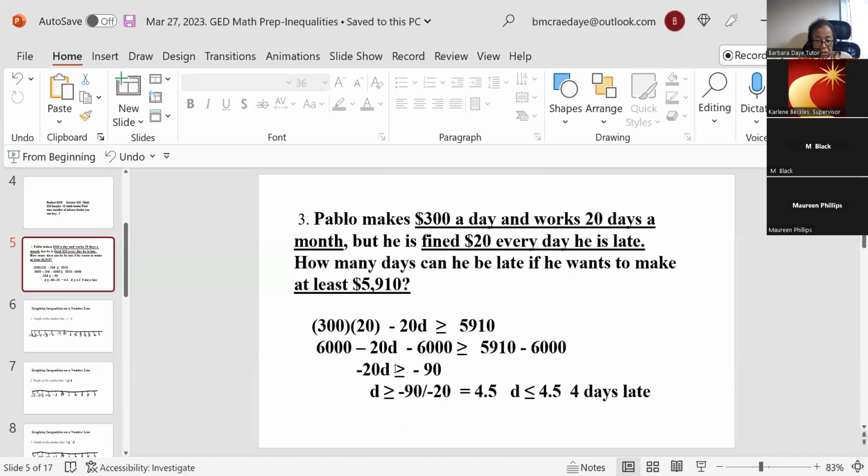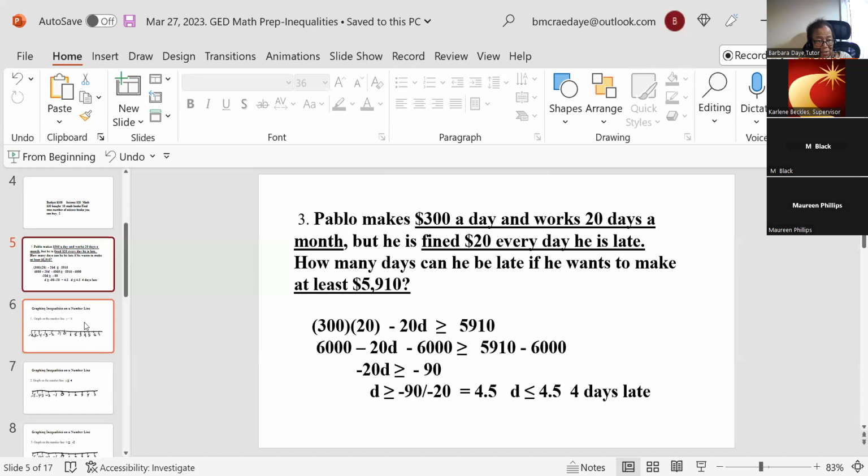I didn't know what sign to put, whether to put greater than or less than or equal to. That's why I stopped at 90. Well, at least means what? Greater than or equal to. Remember I gave you a list? At least, greater than or equal; at most, less than or equal. Okay, thank you.